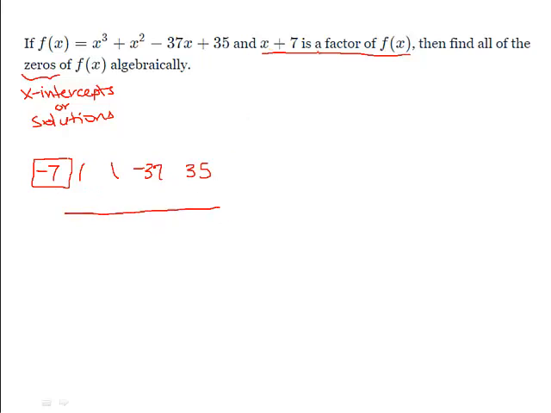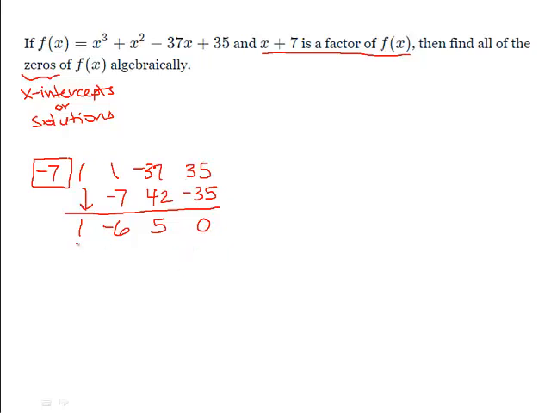Now it told us that x plus 7 is a factor. So we expect to get a 0 here for the remainder. Let's see if that happens. First thing we do is bring down the 1, and then we start our multiplying. So 1 times -7, -7, and then we add down. And I'm going to repeat that process. So -6 times -7 is positive 42. Add down and we get positive 5. 5 times -7 is -35. And perfect, 35 and -35 add up to 0. All right, so we got what we were supposed to get.